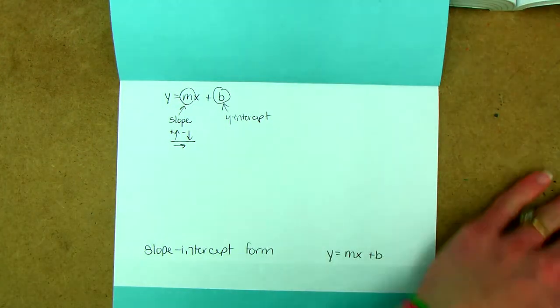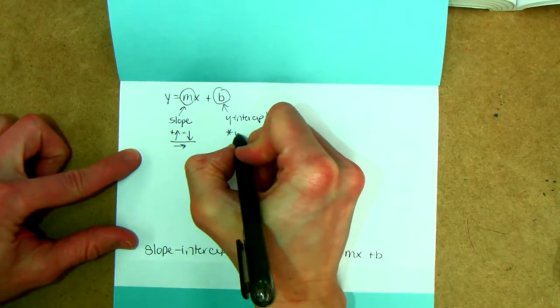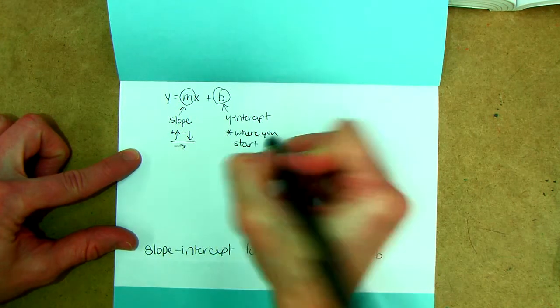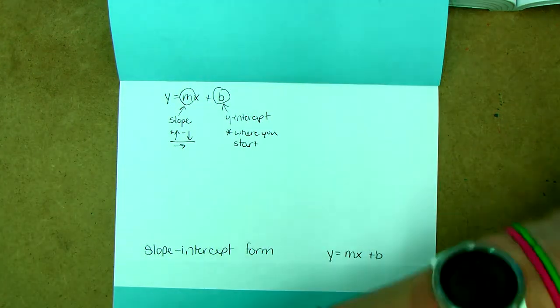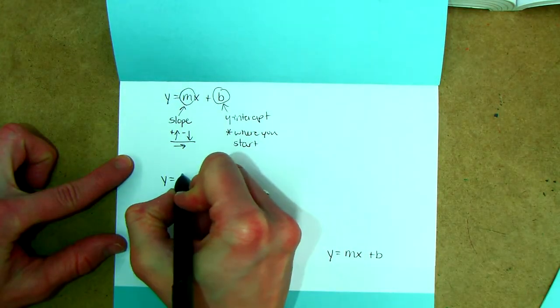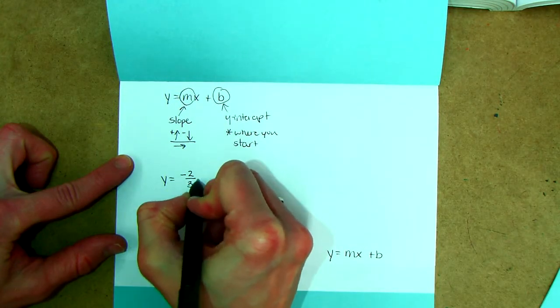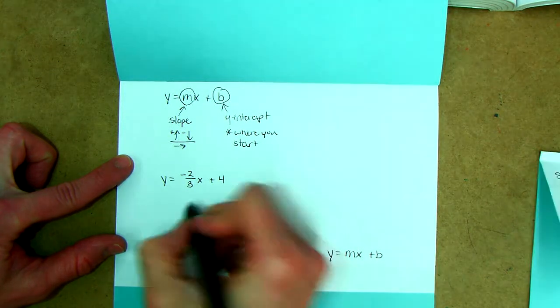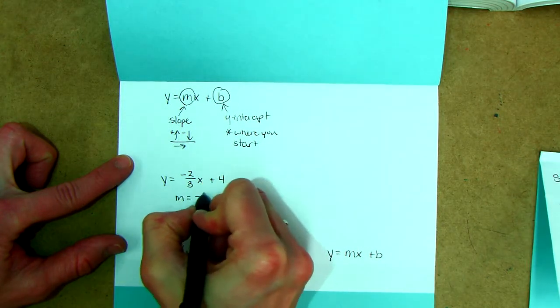So let me give you an example. If I gave you an example of, say, y equals negative 2/3 x plus 4. The slope is negative 2/3. The y-intercept is 4.